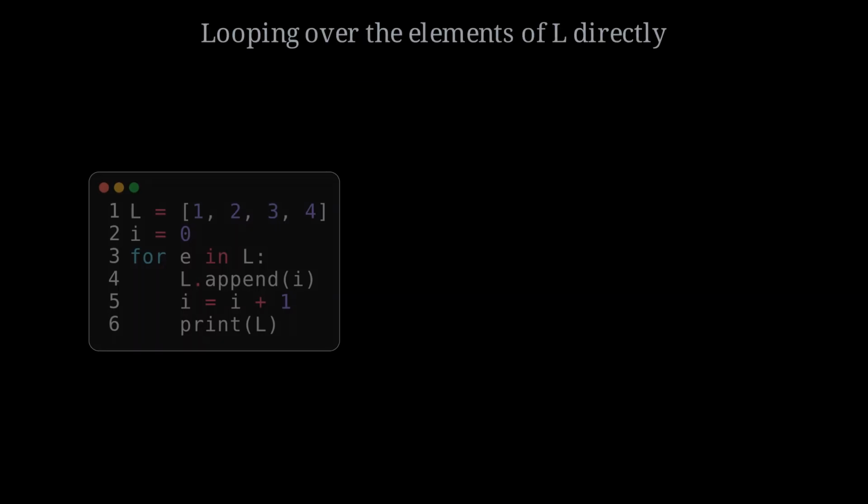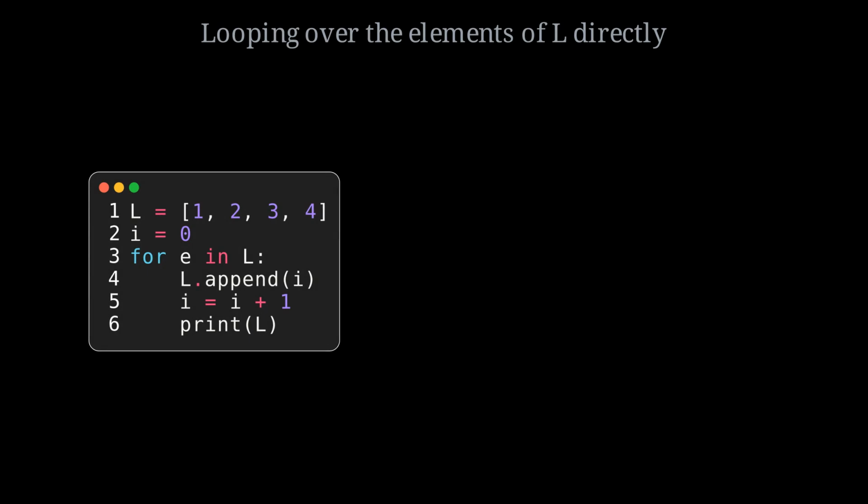Now one small change. Instead of looping over range of the length of L, we loop directly over the elements of L, writing for e in L. To mirror the counting, we set i to 0 before the loop and increase i by 1 each pass. Watch what happens. e starts at the first element, 1. We append i, which is 0, and L becomes 1, 2, 3, 4, 0. Increase i to 1. Next, e moves to 2.